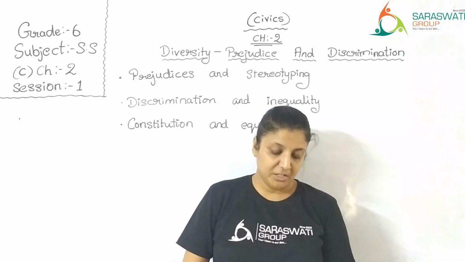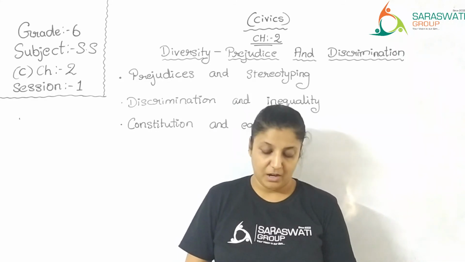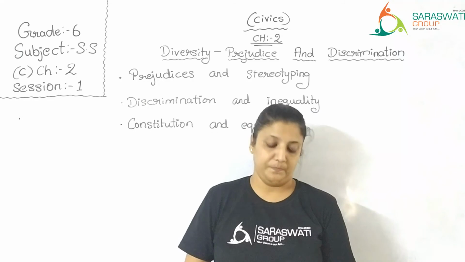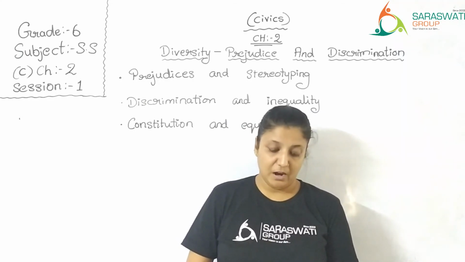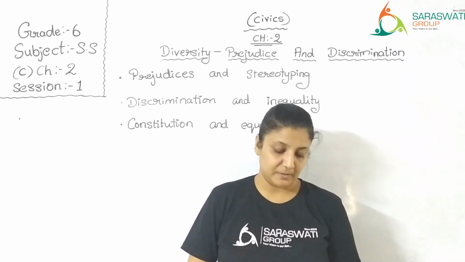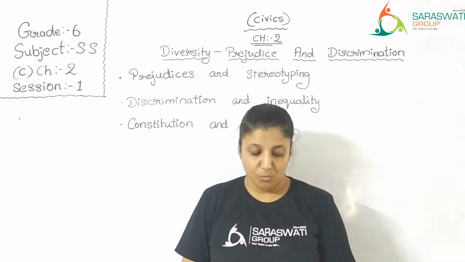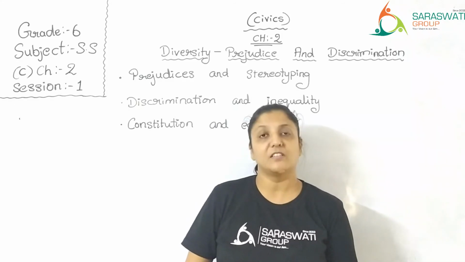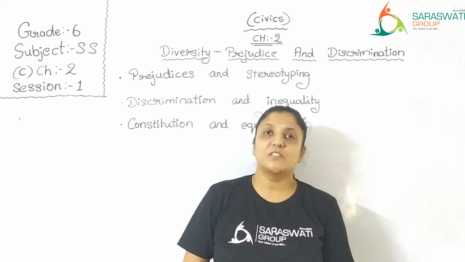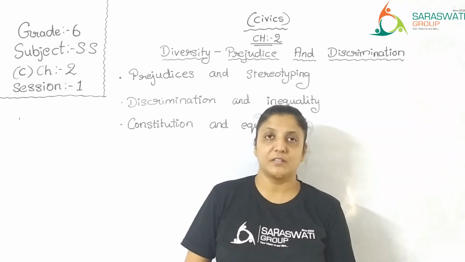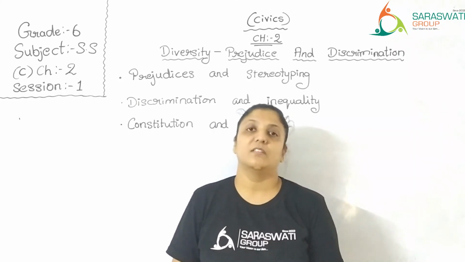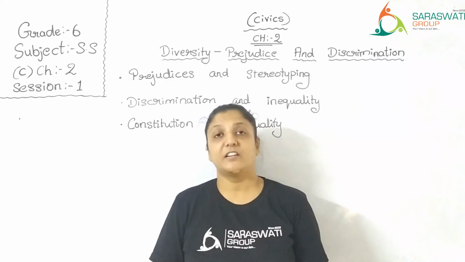The untouchables were not allowed to enter the house of the upper caste people, nor were they allowed to enter the temples. They could not take water from the same well as the upper caste. This is discrimination. We did this and it is not good.